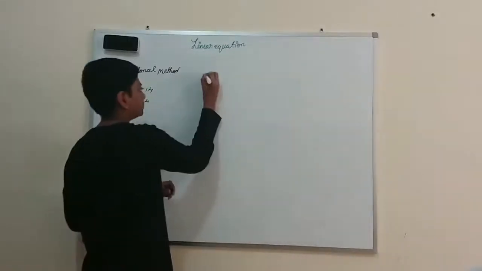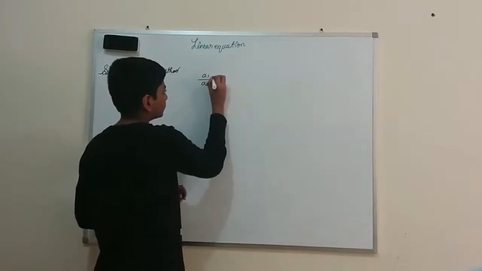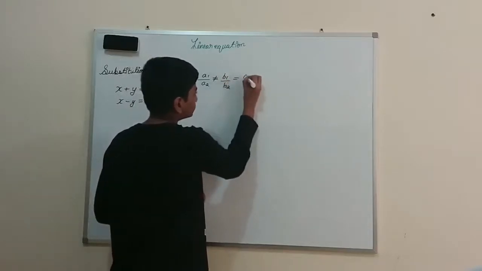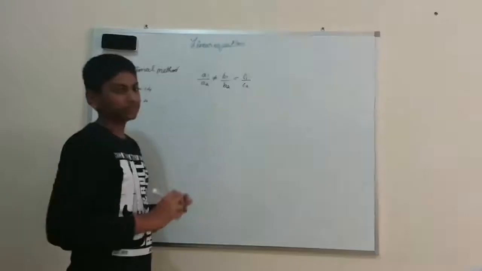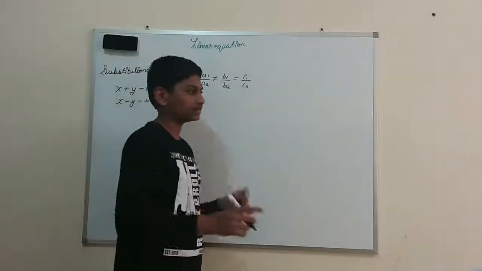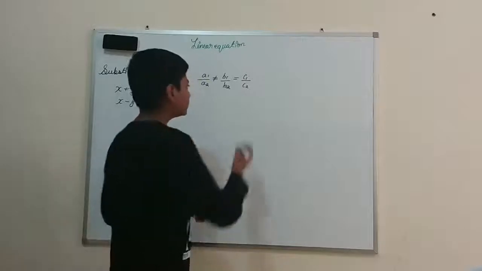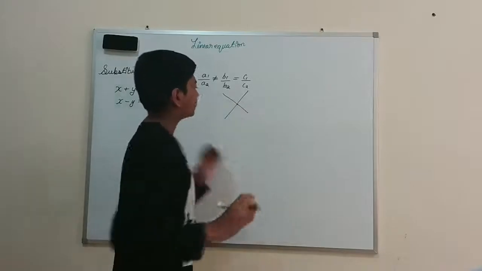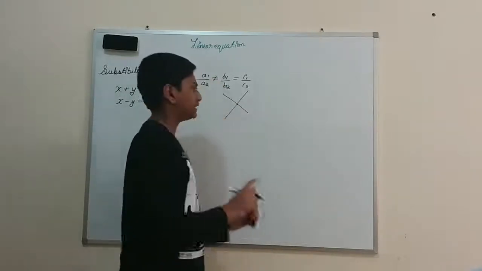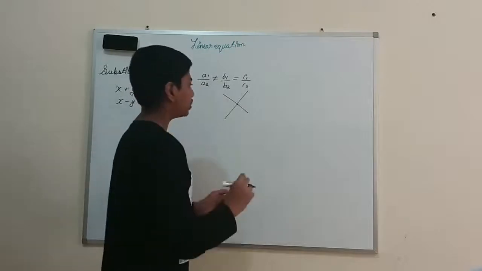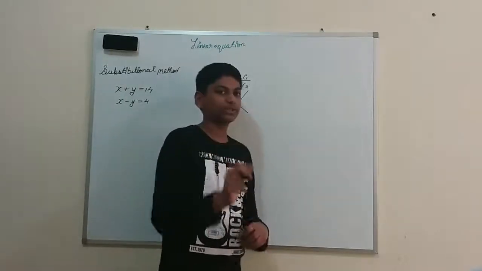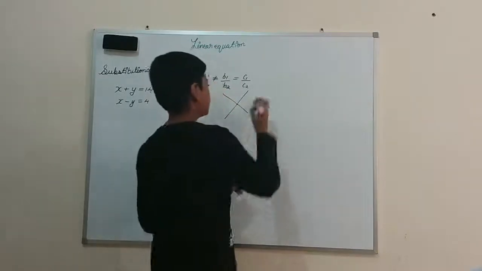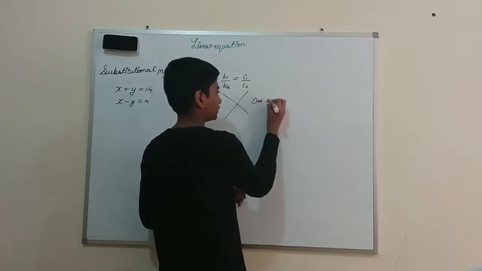The first formula is a1 by a2 not equal to b1 by b2. If you get an answer like this, you will get intersecting lines. Intersecting lines means if there's a line AB and a line CD, they intersect at a point called O. Intersecting lines have only one speciality: they intersect at one point. When they intersect at only one point, they have a unique solution, which means only one solution, because they meet at one point.